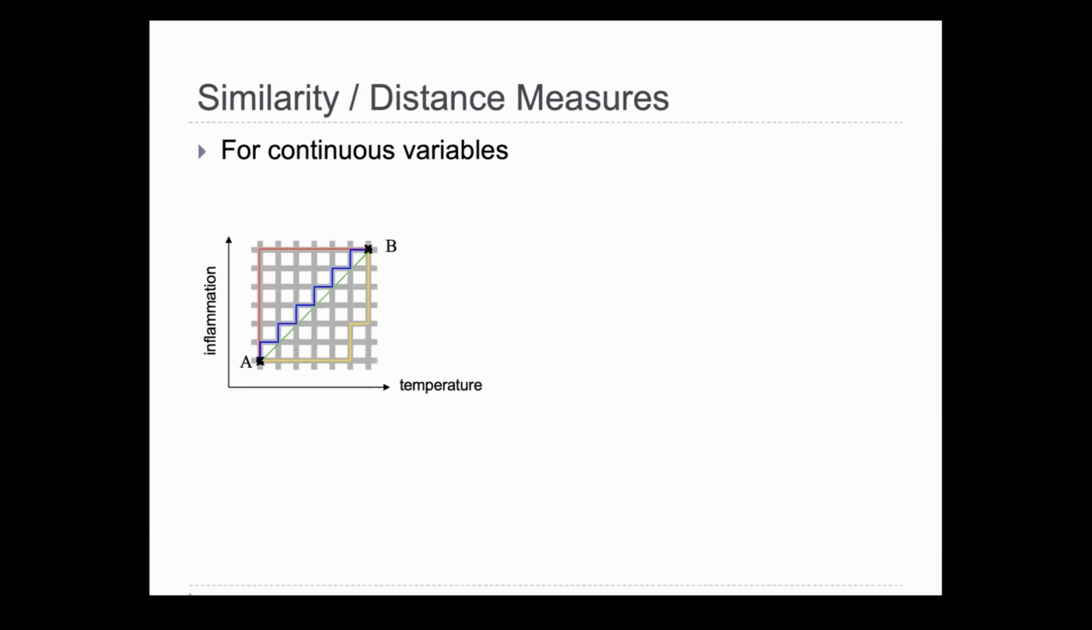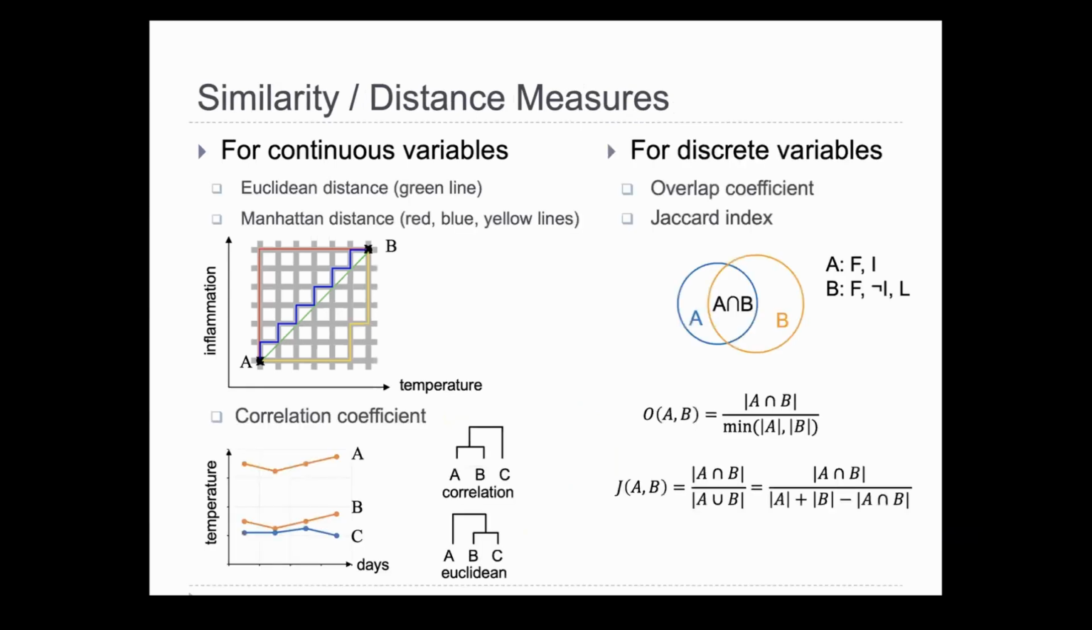Now the question is, how can we measure similarity or distance? For continuous variables, we can take the Euclidean distance, or we can take Manhattan distance. For example, A and B are two data points here. If you take the green line, that is the Euclidean distance between A and B. You can also take the Manhattan distance, where you can only move horizontally or vertically. So in that case, the red or the blue or the yellow lines represent the Manhattan distance.